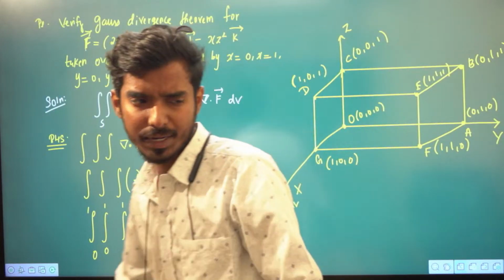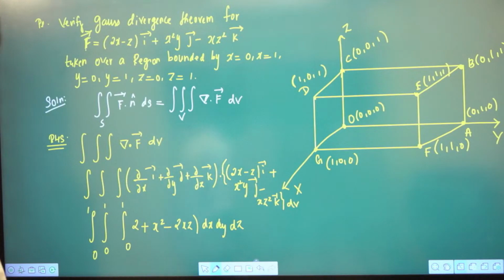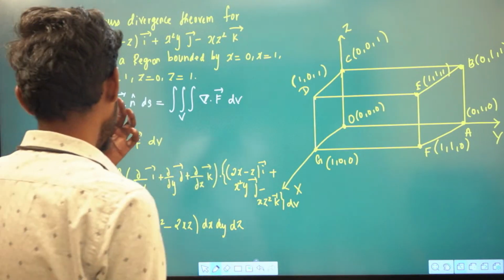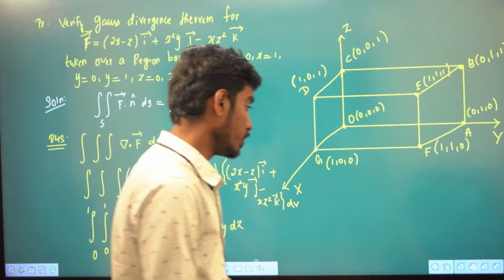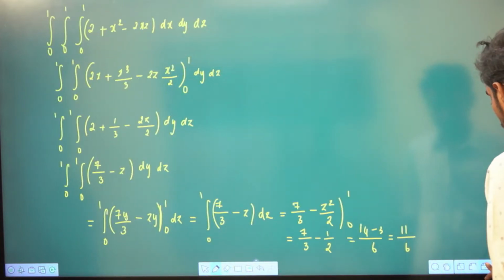In the previous problem we got abc times a plus b plus c. So here we have 11 by 6. See, in the previous problem we had a, b, c as our upper limits. Here they are 1, 1, 1. So 11 by 6.